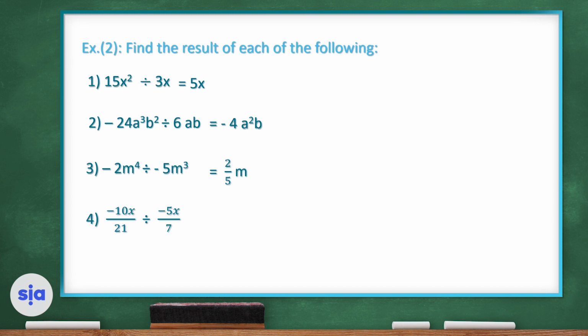Question 4. Negative 10x over 21 divided by negative 5x over 7. If you remember, how do we do this one? We make the keep, change, flip. Negative 10x over 21 times 7 over negative 5x.